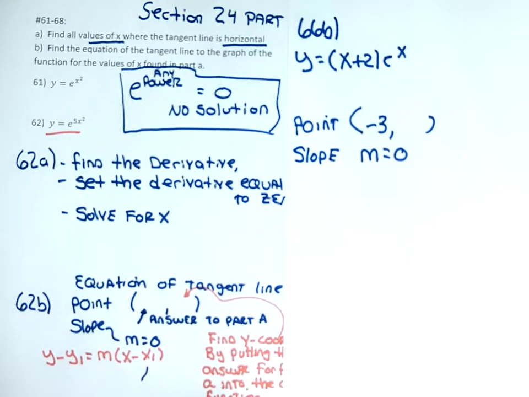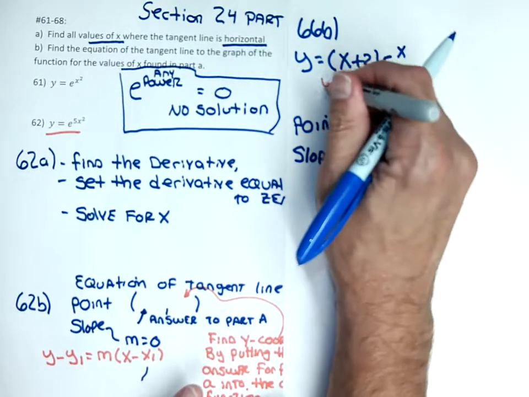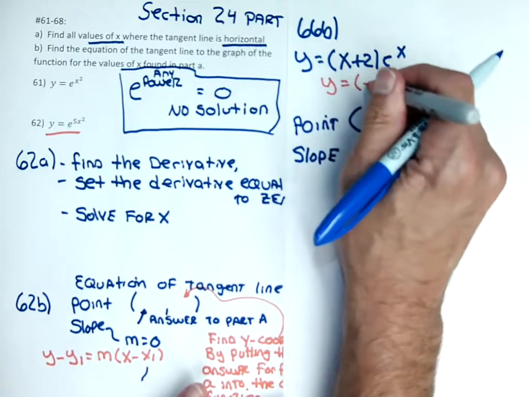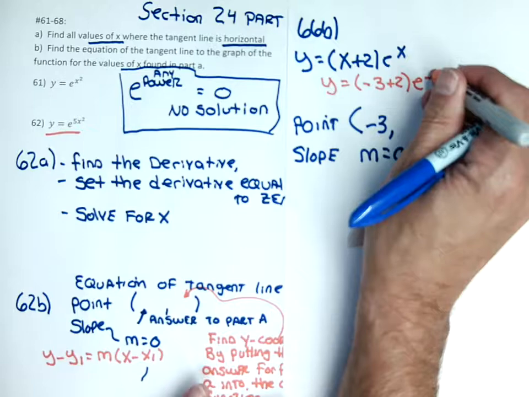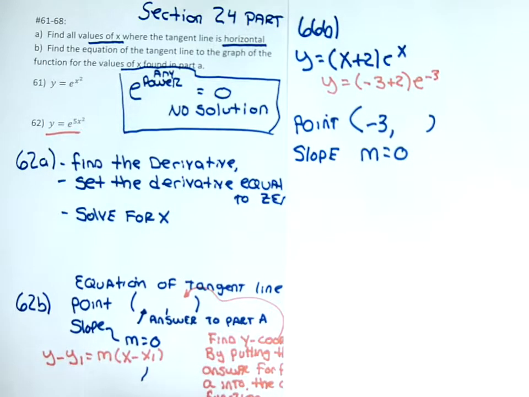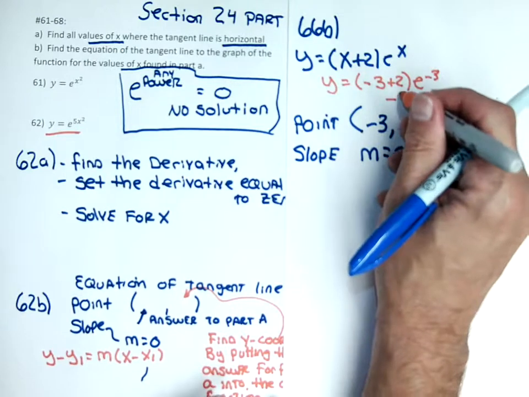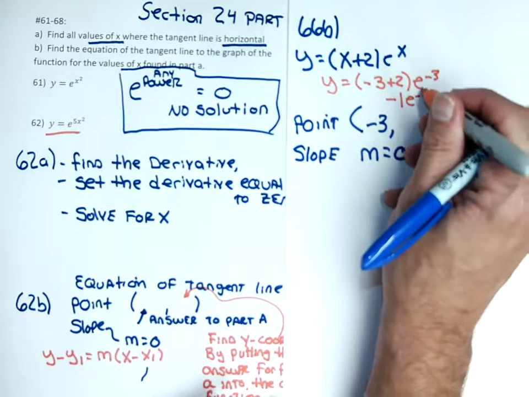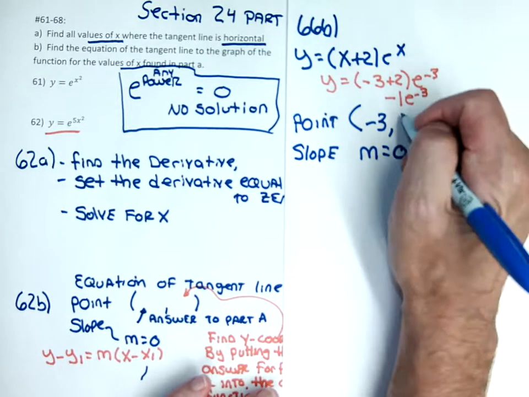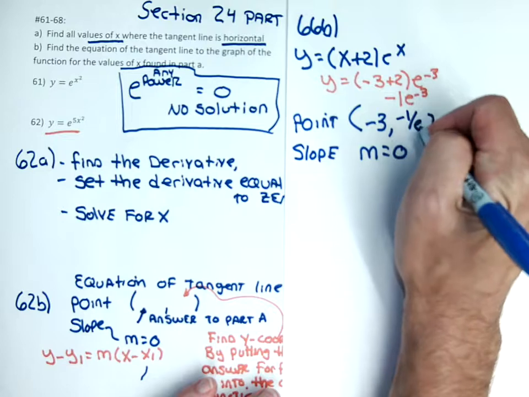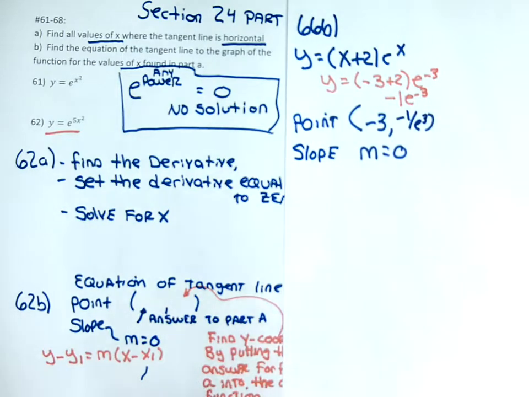I need to get the y coordinate of the point by plugging the answer that I got for part A into the original function for x, and that gives me -3 plus 2 e to the -3. The -3 plus 2 simplifies to be a -1. I could drop the parentheses when I combine the two terms in the parentheses to 1, and I can make a positive exponent by creating a fraction and putting that e to the -3 in the denominator.